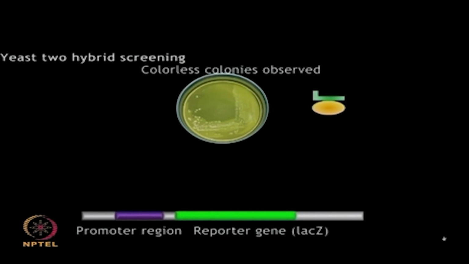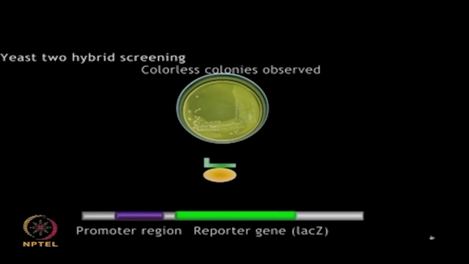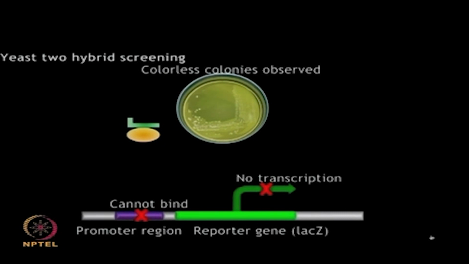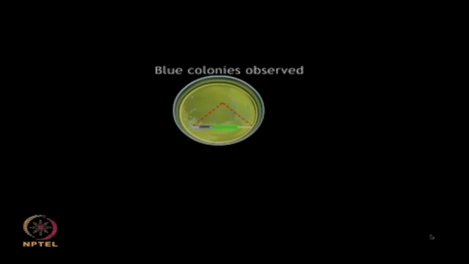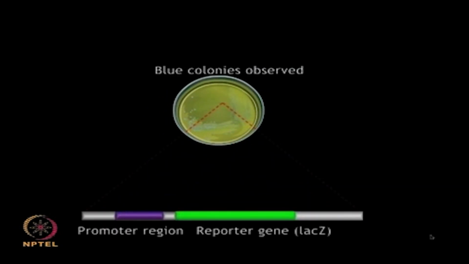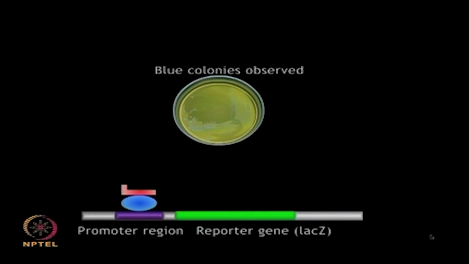The two-hybrid screening protocol uses this interaction as the basis for screening protein-protein interactions. When the bait protein bound with the binding domain interacts with the prey protein fused with the activation domain, there will be expression of the reporter gene, which can easily be detected. The LacZ gene is a commonly used reporter gene, whose protein product beta-galactosidase cleaves the substrate X-gal, resulting in blue color colonies.